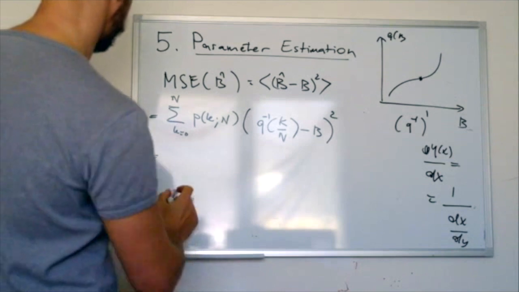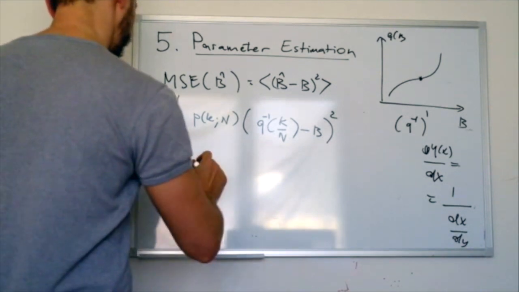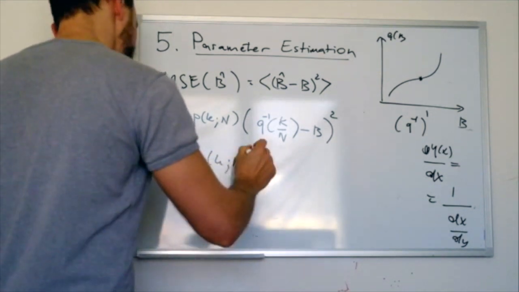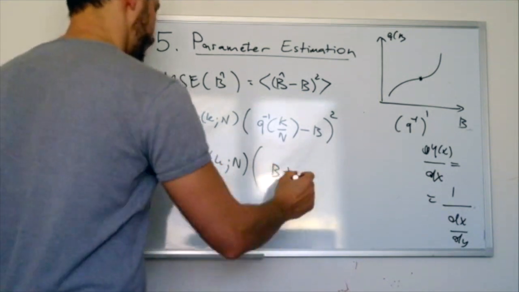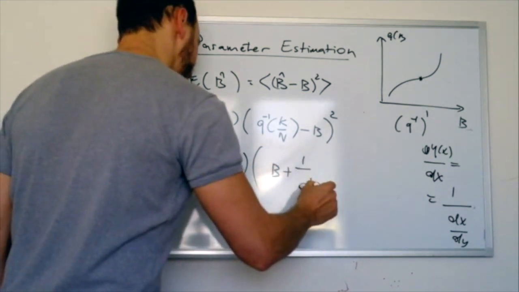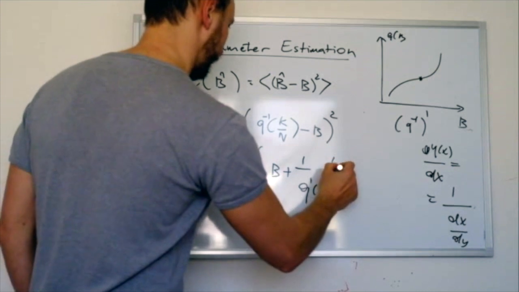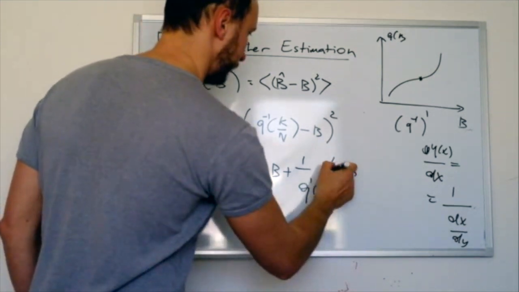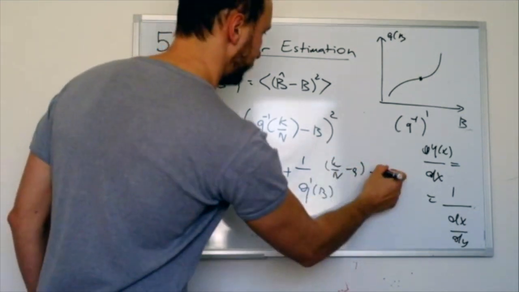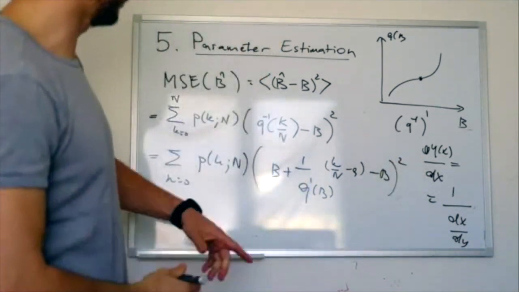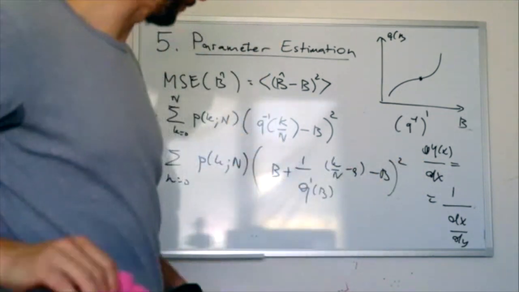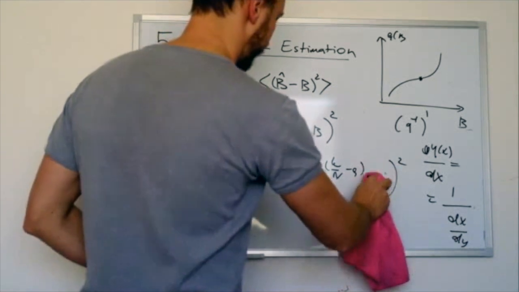We get in the limit that this is just given by the sum over k equals 0 of p of Q, k, so the distribution, and here we get our b, plus the first order expansion, which is 1 over Q prime of b, times k over n minus Q, right? Minus b squared. So we see that in the first order, of course, the b disappears, so the only thing we're left with is this thing.